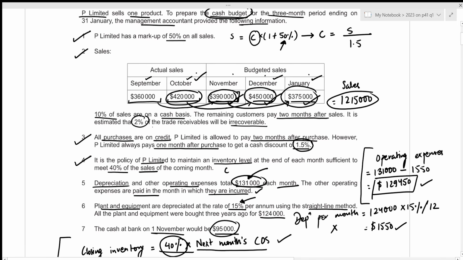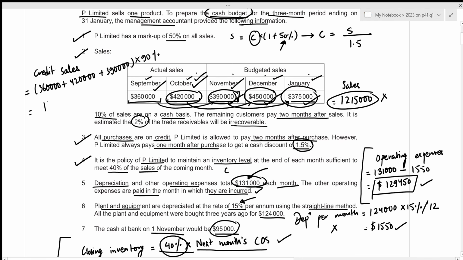And remember, for the calculation of irrecoverable debt, we cannot be using this amount of sales, because the irrecoverable debt will occur on our credit sales values, right? So again, for the month of November, that was the credit sales for September. For the month of December, that was the credit sales of October. And for the month of January, that was the credit sales of November. So we first need to figure out the total of the credit sales for September, October, November. So that will be 360,000 plus 420,000 plus 390,000 multiplied by 90%, because 90% was made on a credit basis.